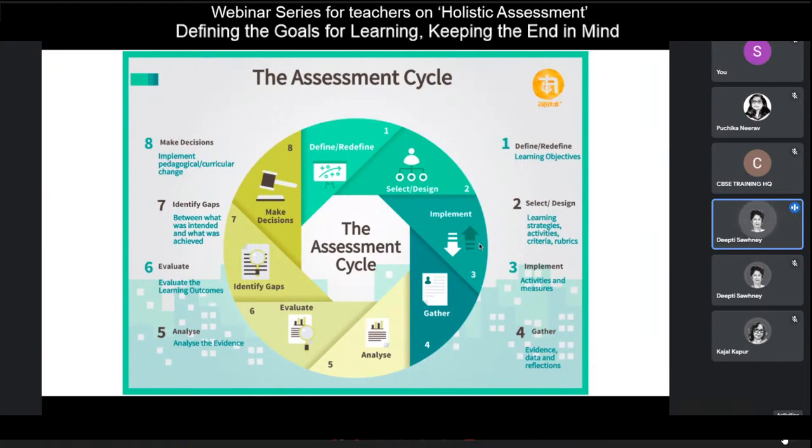You again identify what was achieved and what was not achieved. So you identify the gaps, and then you go into the cyclic thing again. Whatever was not achieved is made into a learning objective again, and the same cycle is repeated. So this is again a pinboard for you, wherein you can look at the assessment cycle.